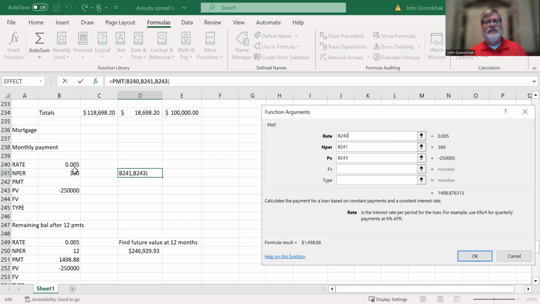The rate, because this is a monthly payment, we have a 6% mortgage, right? Our interest rate is 6%. So that means our monthly interest rate is 0.5%, 0.005. I tried to put this in as a percentage and have this be set as a percent. For some reason, it wouldn't work for me, so I needed to go and put in the 0.005.